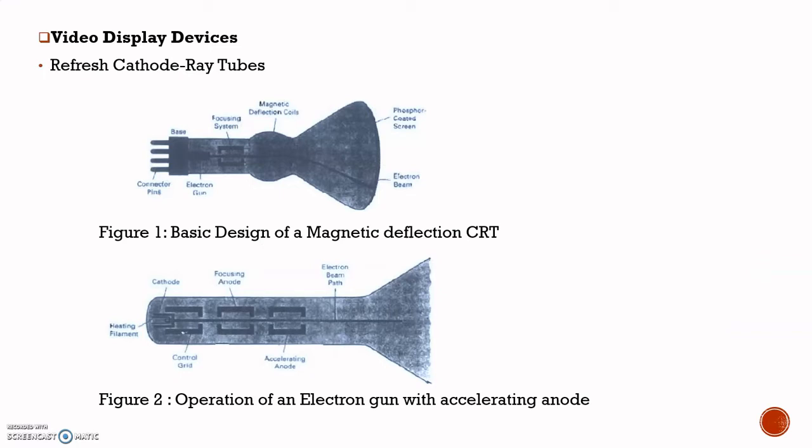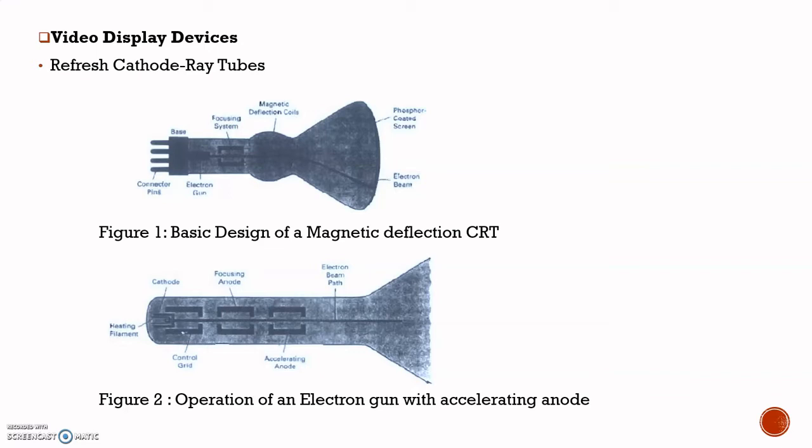I already said that computers are a powerful tool for the production of pictures, right? Not only production, we have to present it on a screen, right? So for presenting it on a screen, I have selected some video display devices. So today we'll discuss some video display devices. The first video display device, we all know, is the refresh cathode ray tube, that is CRT.